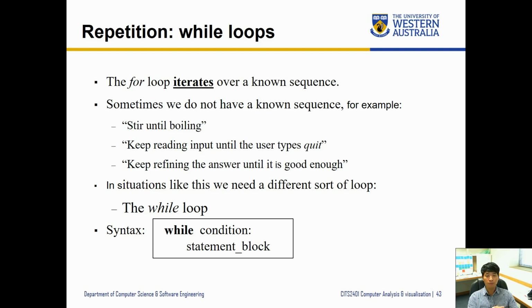For example, stir until boiling, and we don't exactly know how long it's going to take for something to boil. Keep reading input until the user types quit. That's another case where we don't expect users to have a specific number of interactions with the program. Or keep refining the answer until it is good enough, for instance. So there are situations where we have to deal with uncertainties, and in those cases using the for loop is not feasible because we have to understand what we're iterating through.